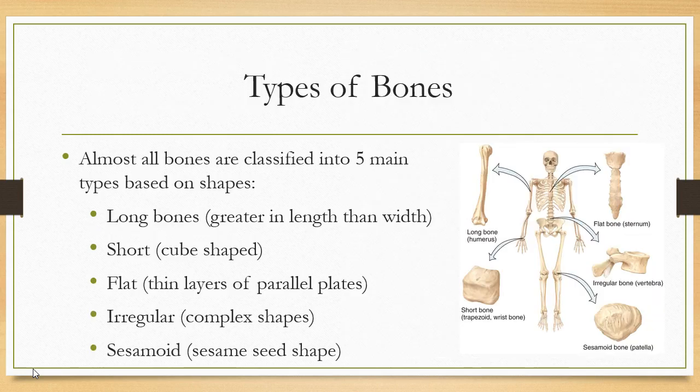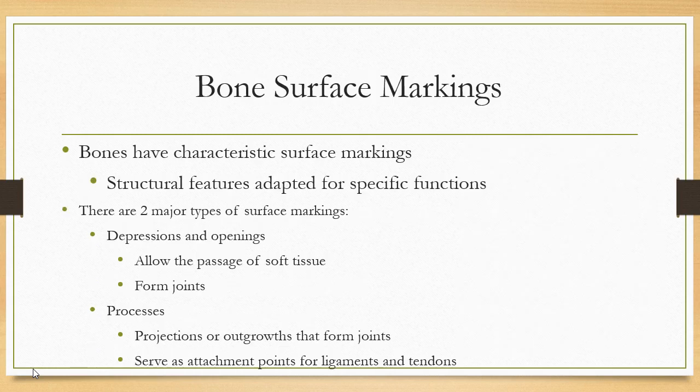Alright, some types of bones that we'll see throughout the skeletal system are going to be long, short, flat, irregular, and sesamoid. We will see some surface markings. Most of them will be either depressions or openings or processes.